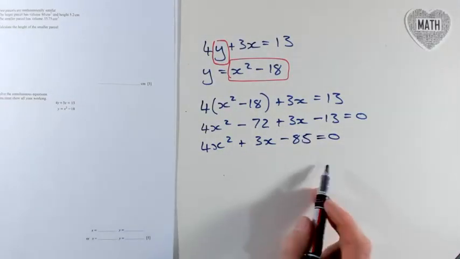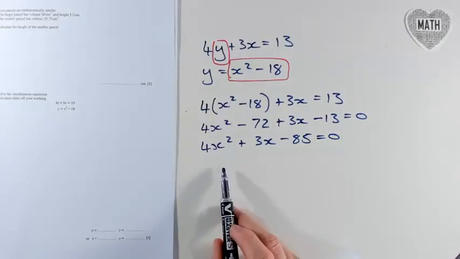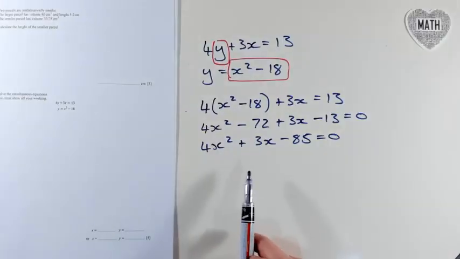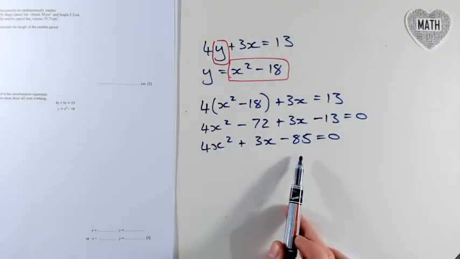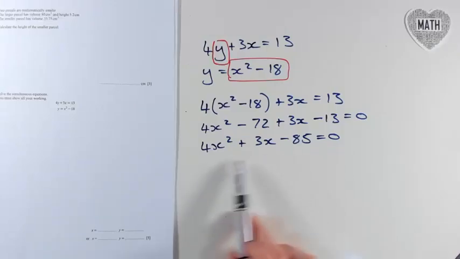Usually there are three ways to solve this. One is just normal factorizing. The second way would be the quadratic formula, and the third way would be completing the square. In this case, I don't think this is going to factorize nicely, so I would just do the quadratic formula.